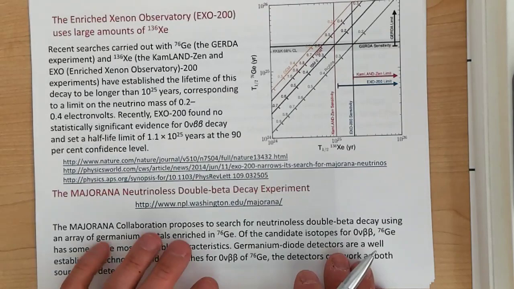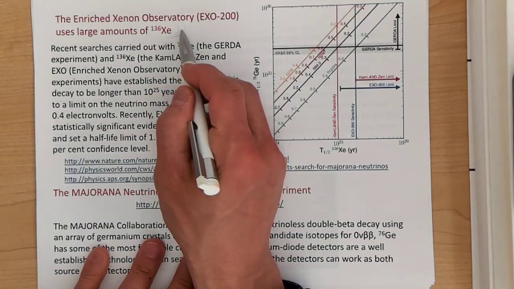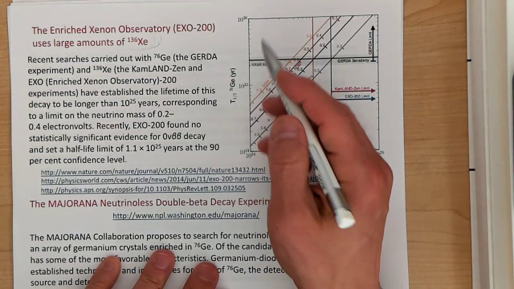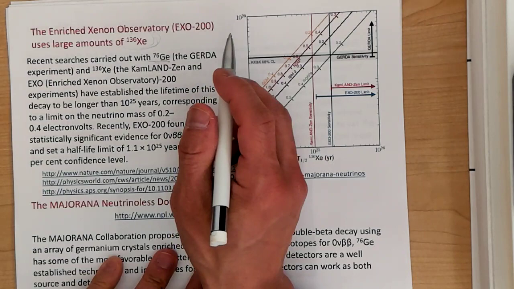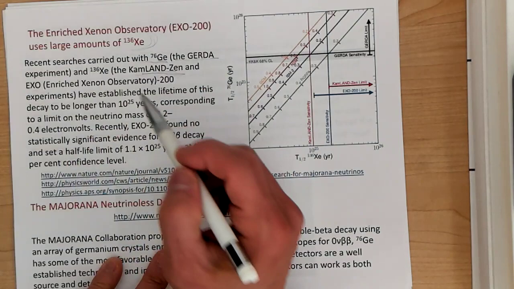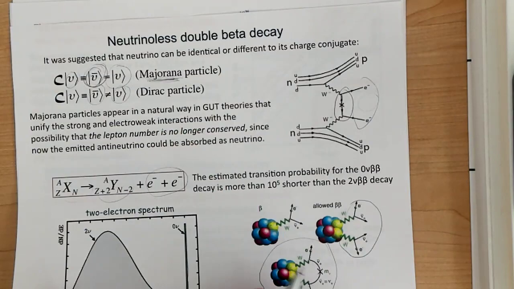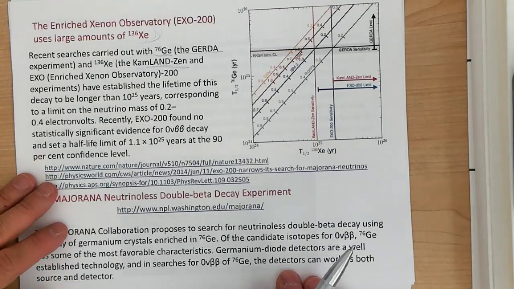Here's one particular experiment, the Enriched Xenon Observatory, EXO-200, and so this is using Xenon 136. Okay, and so they're measuring them. There are also recent experiments with Germanium 76. This is the GERDA experiment, as well as the Xenon 136 from KamLAND-Zen, and as well as the EXO I just mentioned. And so they're trying to pin down whether this neutrino is this Majorana particle, where it's the same as its antiparticle, and that's to be determined.